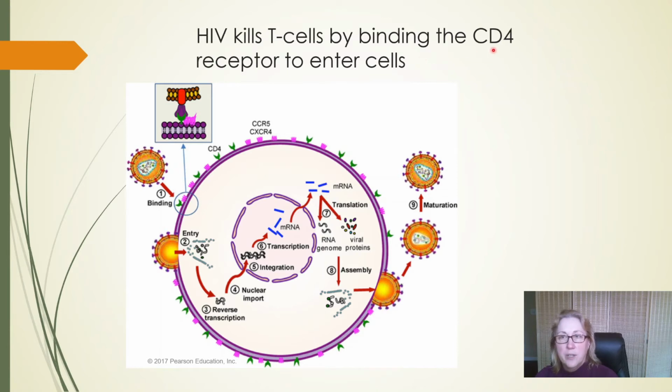HIV can only bind to these helper T cells that have the CD4 epitope in their receptor. And eventually they're going to destroy those cells by hijacking the entire reproduction machinery of the cell into making more virus particles.